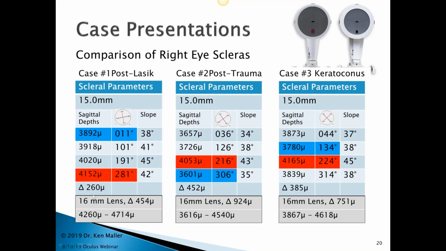Down at the bottom here in gray are the lenses that are on each of these 3 patients. All 3 of these lenses are very successful on every one of them. We can take a look here. The 16mm lens on the post-LASIK patient has about a 0.5 millimeter sagittal depth difference. The post-traumatic eye has about 1 millimeter, and the keratoconic eye has about 0.75 millimeter difference in sagittal depth from its extremes of the flattest to the steepest.